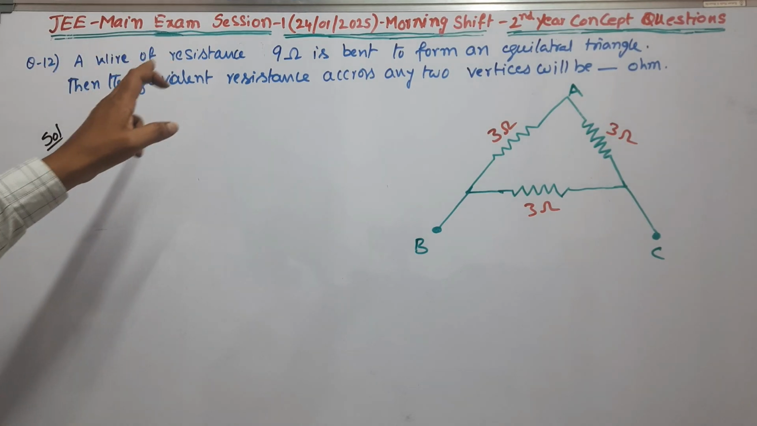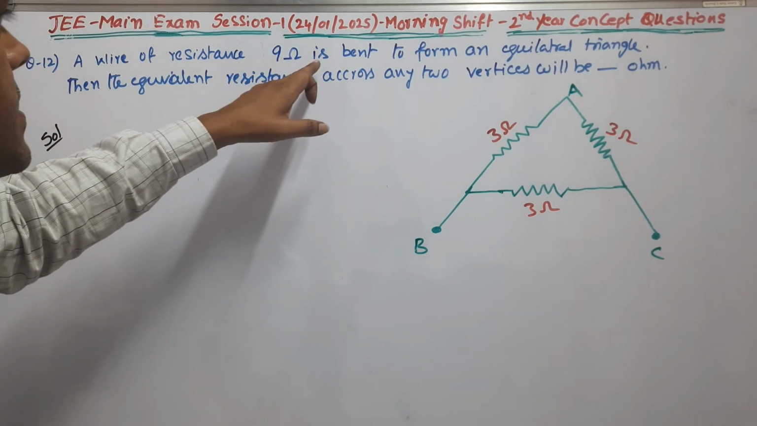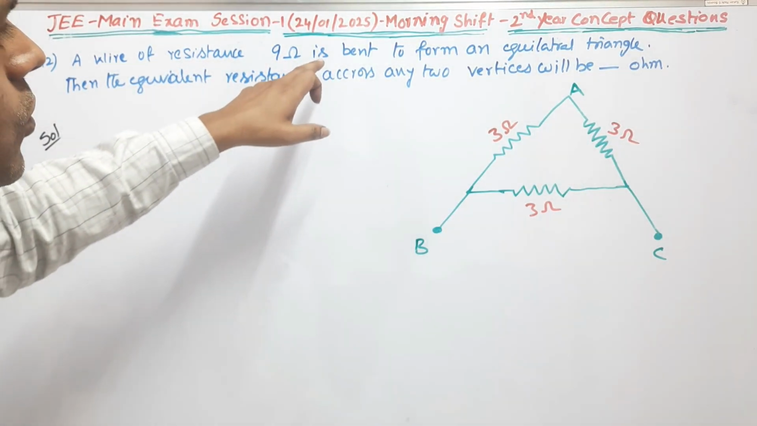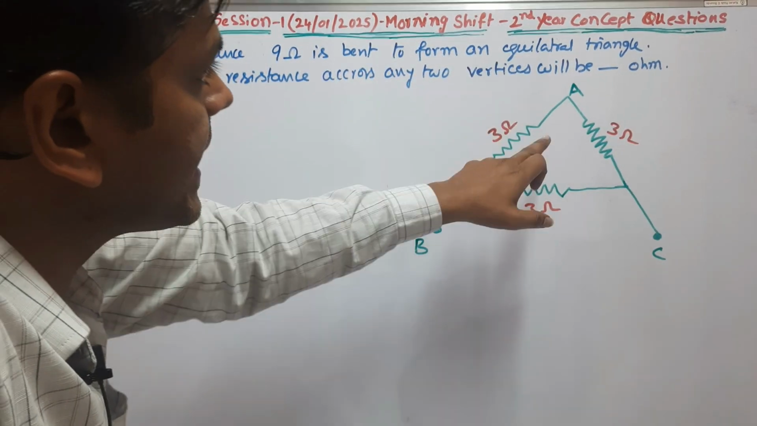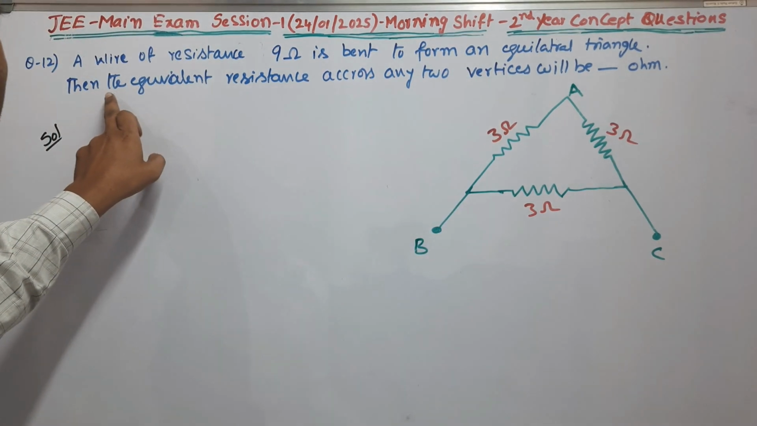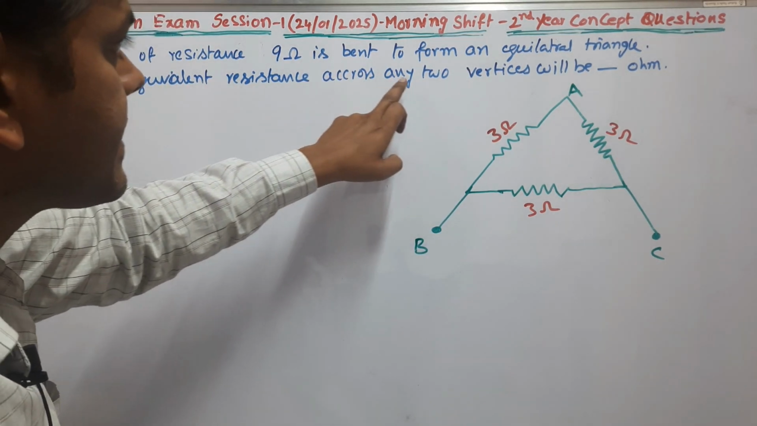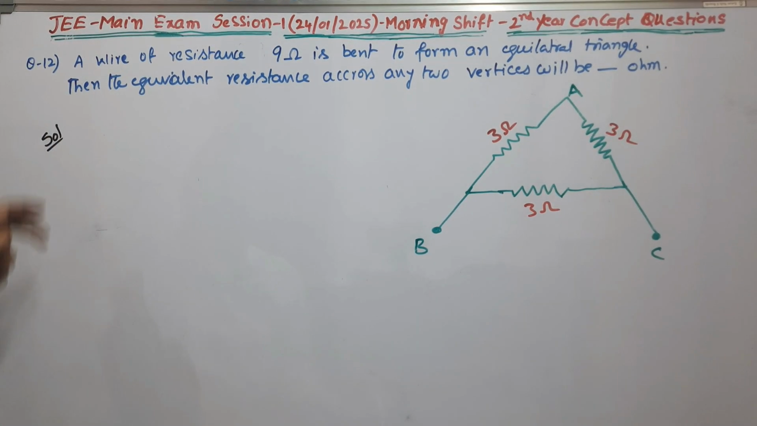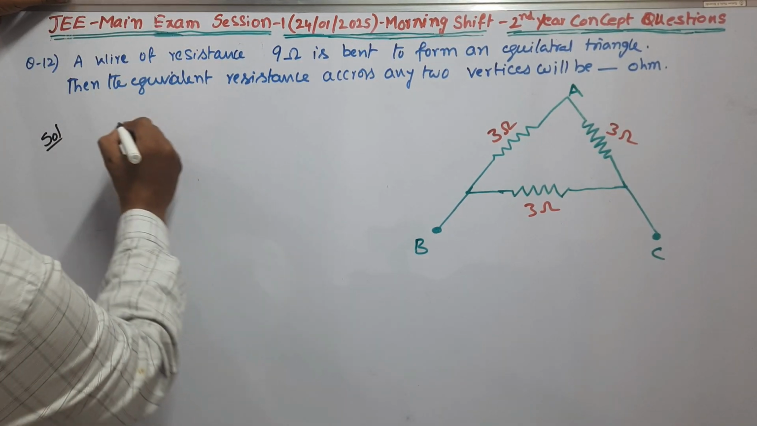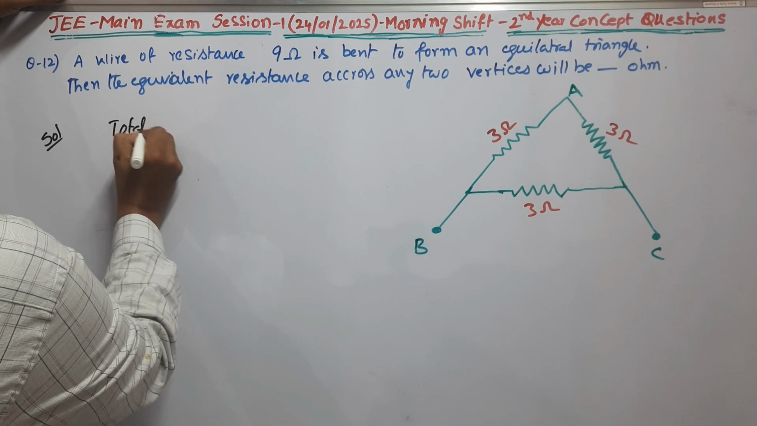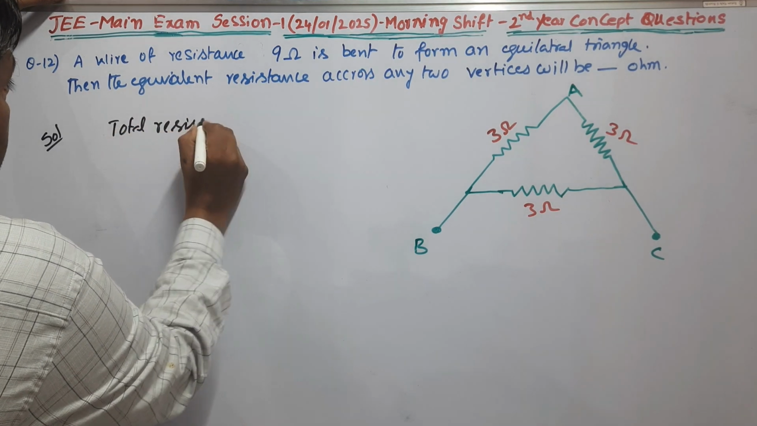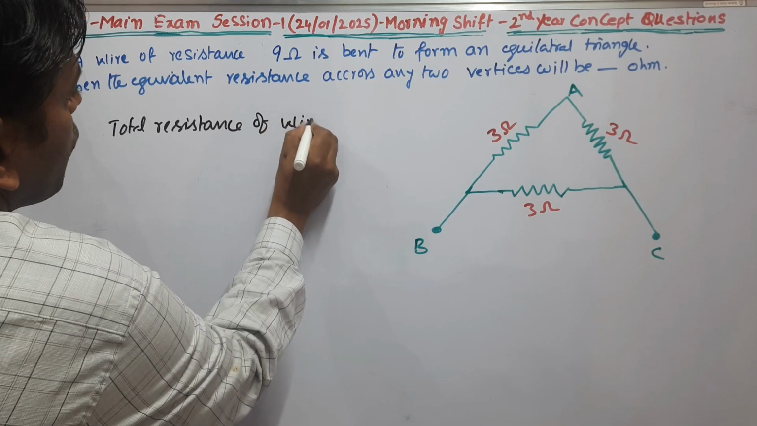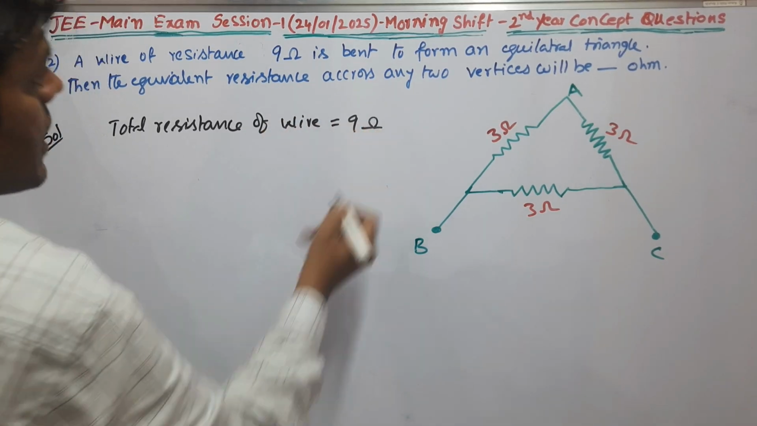Okay, the 12th question. A wire of resistance 9 ohm is bent to form an equilateral triangle. Then the equivalent resistance across any two vertices will be dash ohm. Okay, what is given? A wire, that means total resistance of the given wire is equal to 9 ohm.